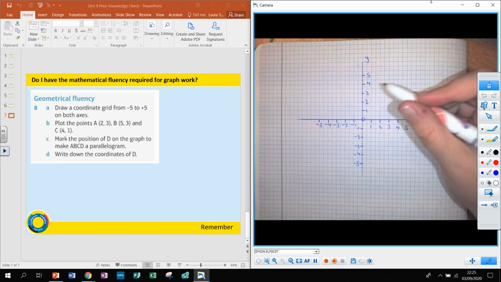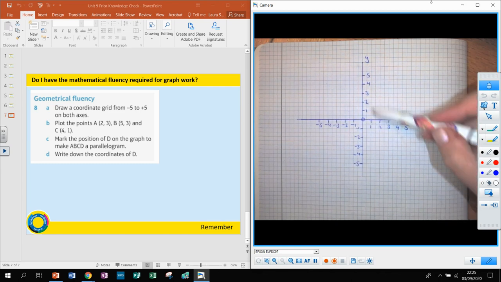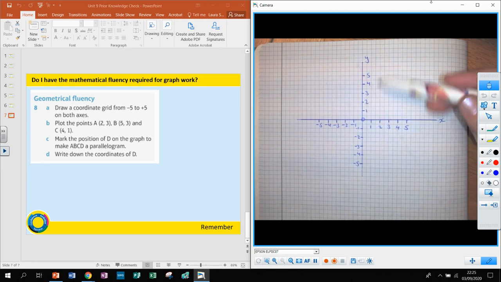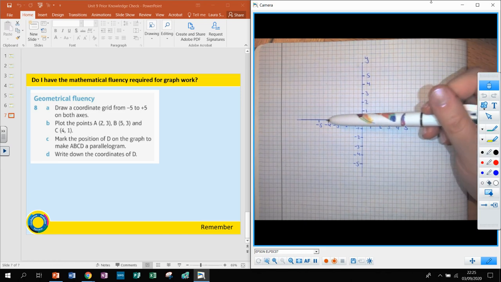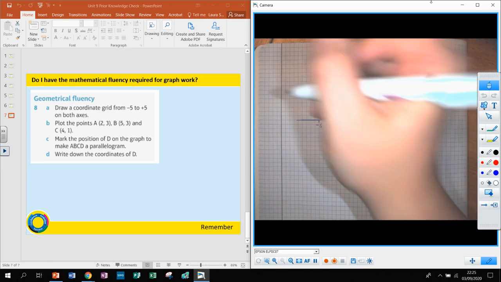Now notice I wasn't paranoid about, you know, how long this bit was, as long as I did label from -5 to 5 on both axes, leaving a little bit of extra space over here and here. It doesn't actually matter, okay? So we do waste a lot of time trying to make it perfectly going to 5 here and here, and actually you don't need to worry so much about that. As long as you start at the origin and you move out, it's fine. Right, so that's part A done.